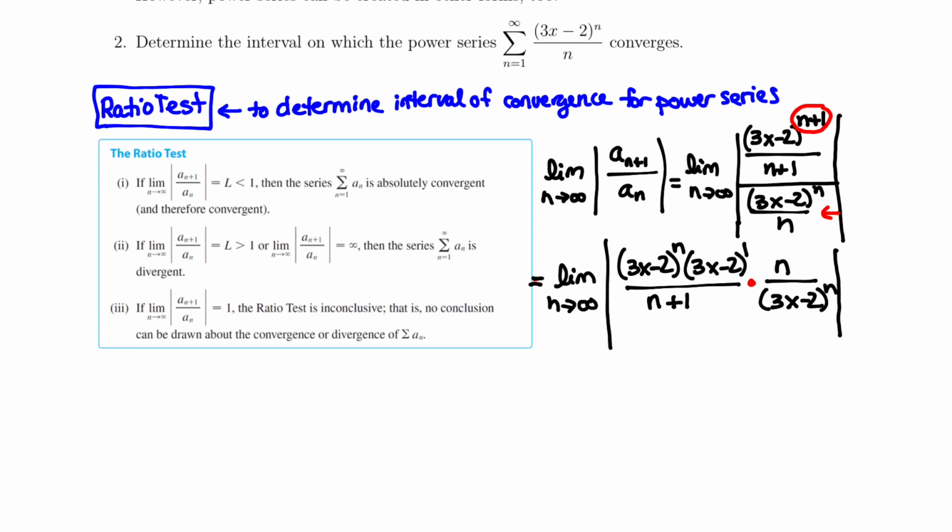Everybody okay? And what do you see? Max, what cancels in here? 3x minus 2 to the n. Yeah, 3x minus 2 to the n is my term that is going to cancel. And so what I'm left with, and I'm going to put it down here now, that's the limit as n goes to infinity of the absolute value of 3x minus 2 times n over n plus 1.